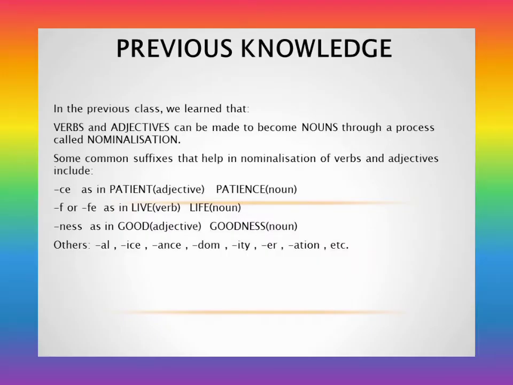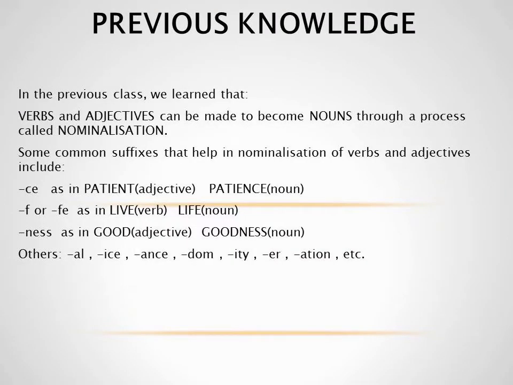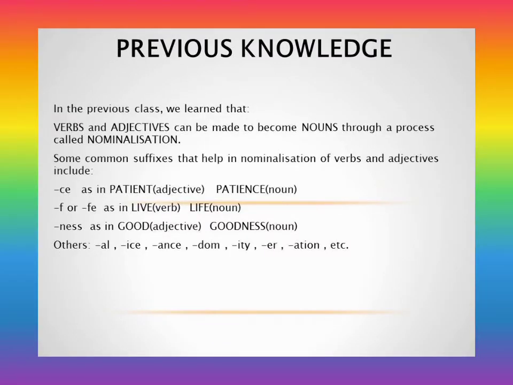Previously in this class, we looked at verbs and adjectives, making them become nouns. And I did say that verbs and adjectives can be made to become nouns through a process called nominalization. And some of the common suffixes that we mentioned in our last class that help to make verbs and adjectives become nouns included CE, F, FE, NESS, and a whole lot of them.